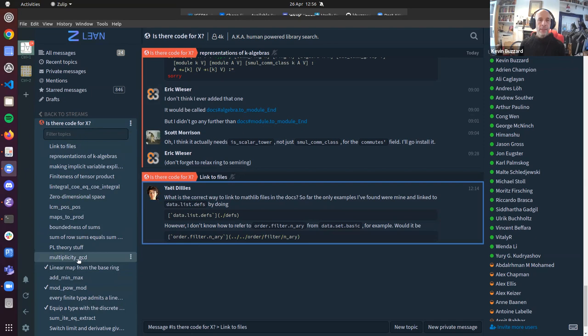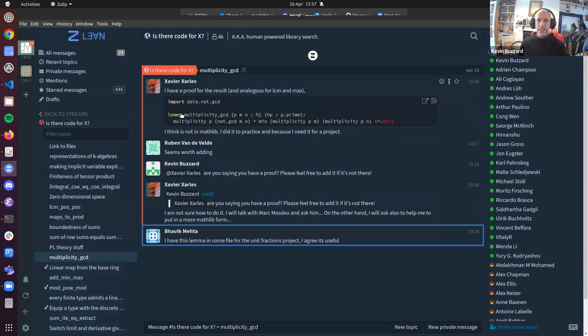here's somebody, for example, asking if it's true that the number of times p divides the GCD of M and N is the min of the number of times p divides M and the number of times p divides N. They're saying, I can't find this in the maths library. Is it in the maths library? The conclusion of the community was, it doesn't look like it is in the maths library, so feel free to add it.